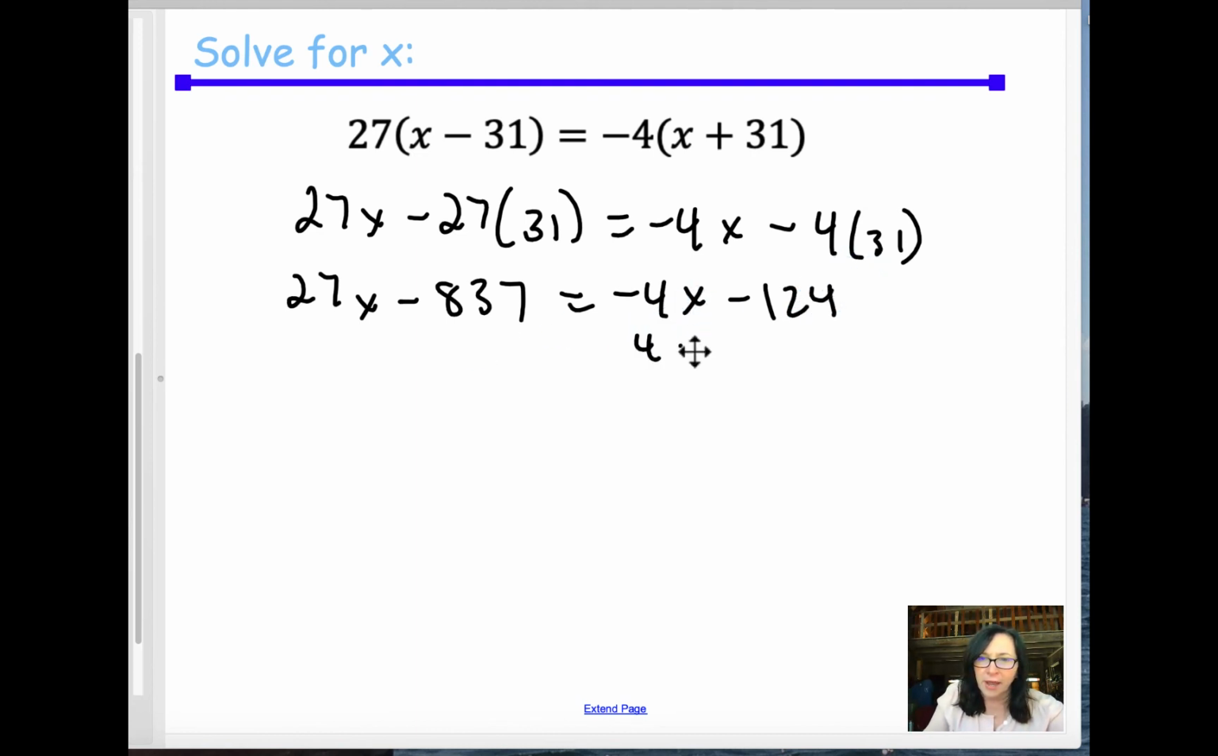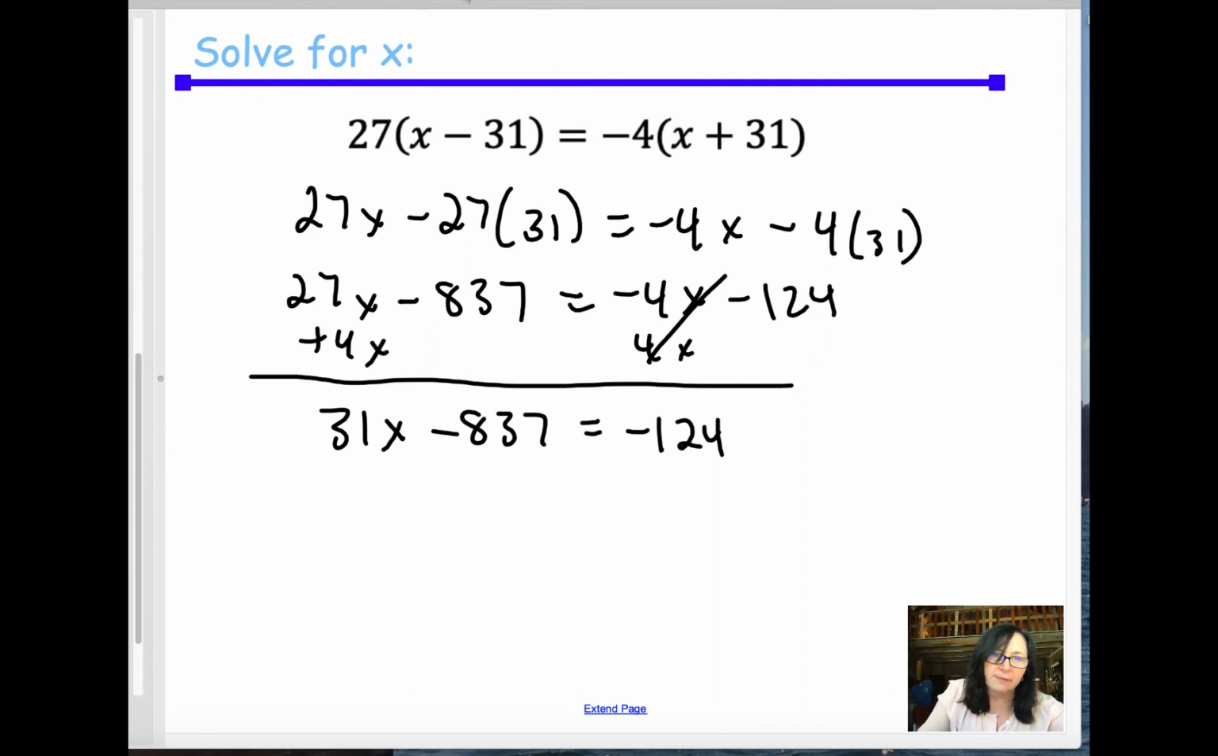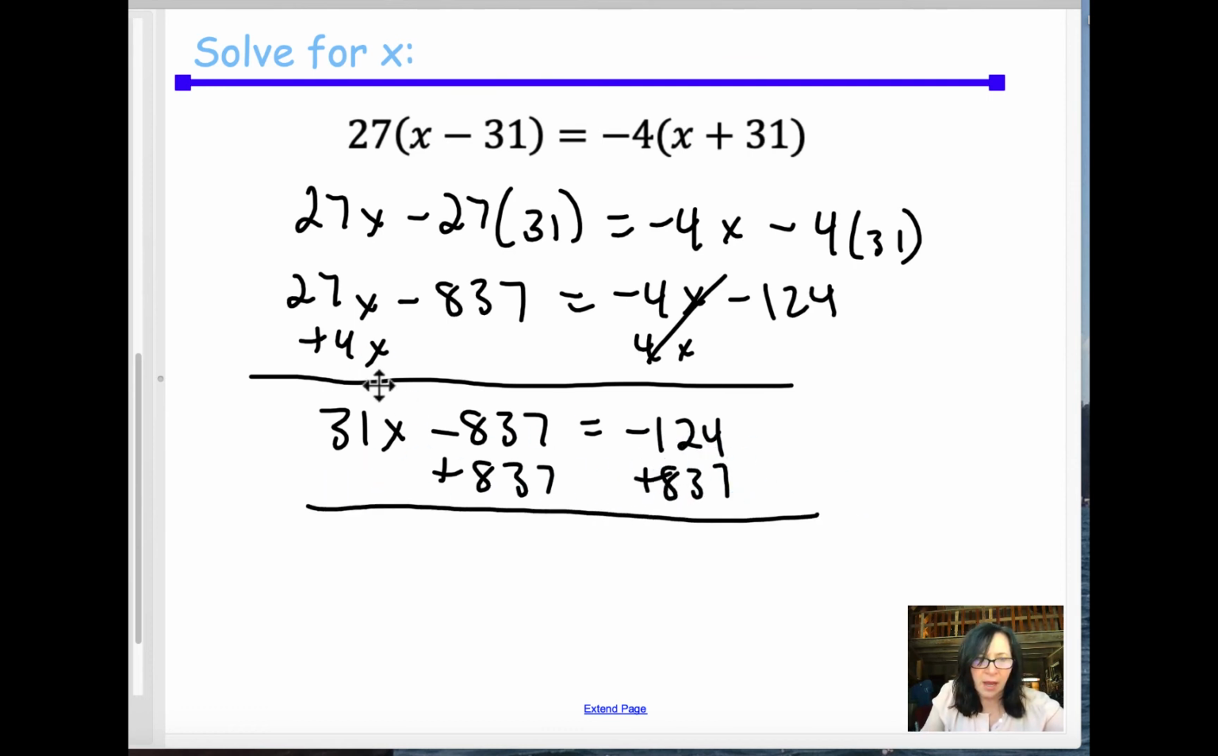I'm going to add 4x to both sides, and in doing that, my x's are going to cancel. 27 plus 4 is 31x. I get minus 837 equals negative 124. In this part of the problem, I am going to add 837 to both sides. And in doing that, these cancel. I get 31x is equal to this value here, which will be positive because the 837 is higher than the 124. So we're going to go 837 minus 124, and I get 3.